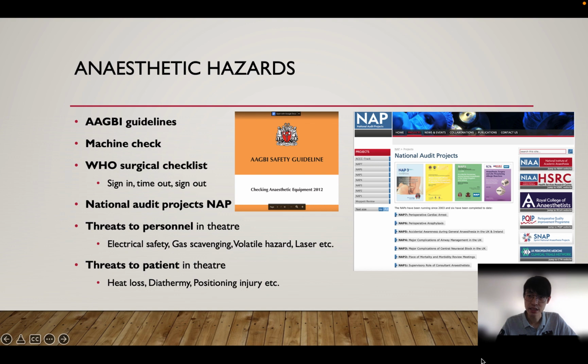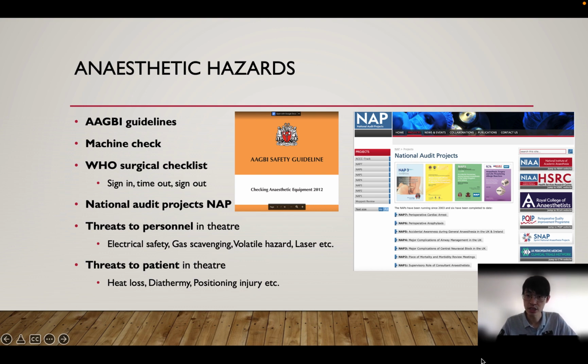For anaesthetic hazards, read the AAGBI checking equipment guideline, which includes the anaesthetic machine check. You might get a machine check station. Read the WHO safety checklist, which is commonly used in the UK. Get an idea about the UK National Audit Projects, the NAP. Know what the NAP 1 to 7 are, and what their main conclusions are.